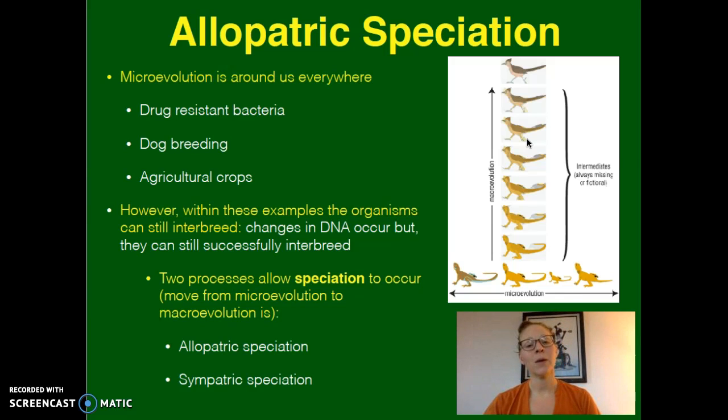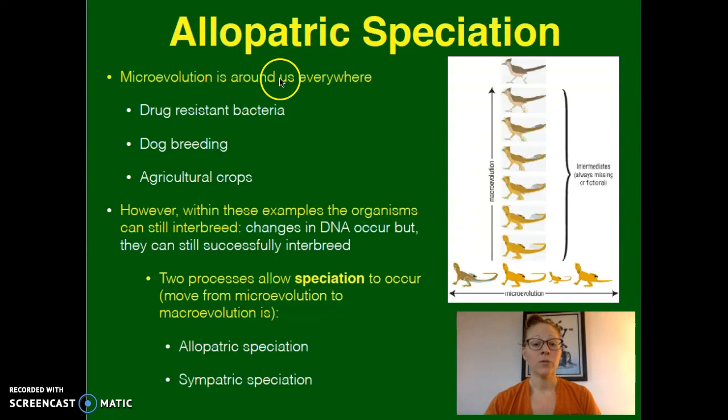If we remember, microevolution, we can see here, is the small changes in a population over time. So sometimes species will get larger and sometimes they'll get smaller and they'll change color. But at the end of the day, these species can still interbreed to produce fertile offspring. But over time, these small changes in DNA add up and we have large changes in DNA and therefore large changes in populations over time.